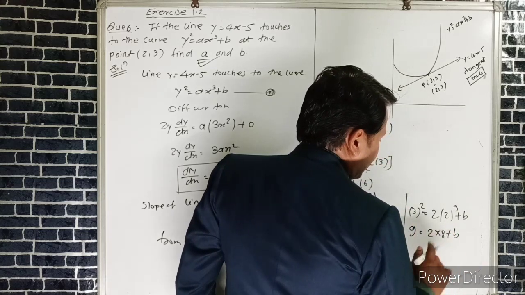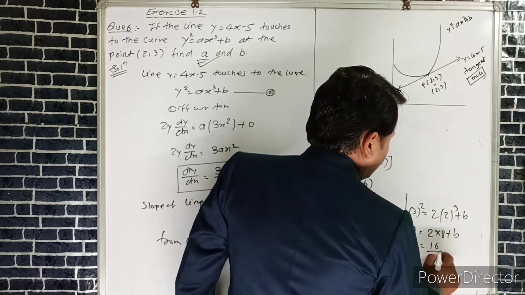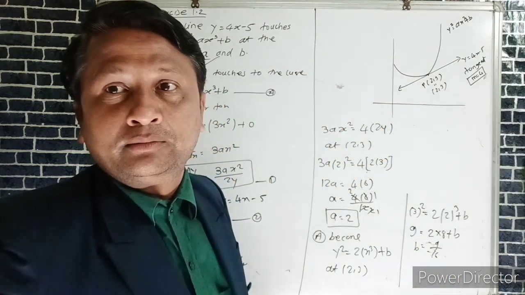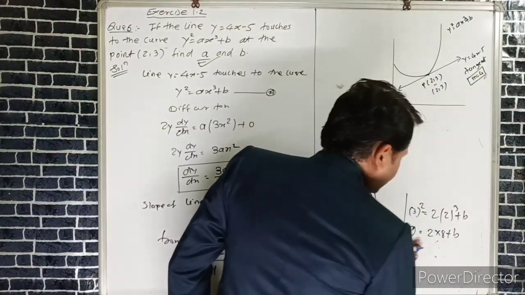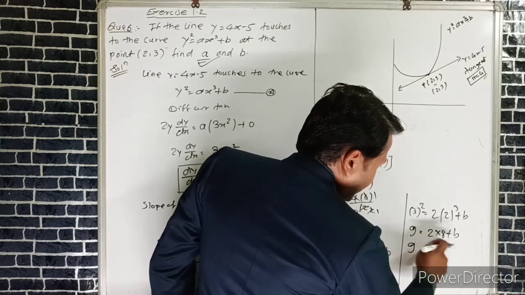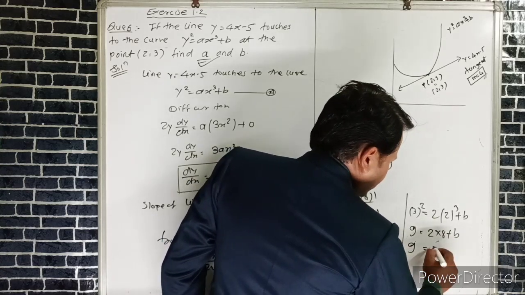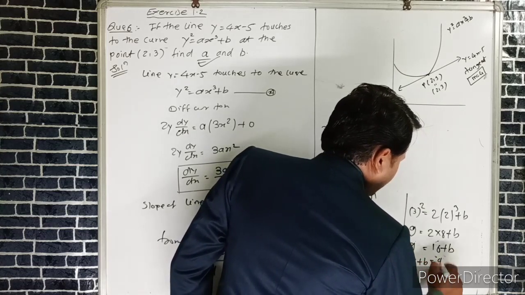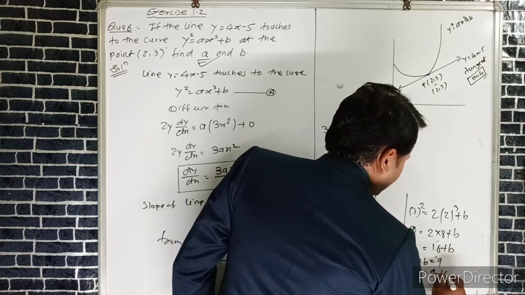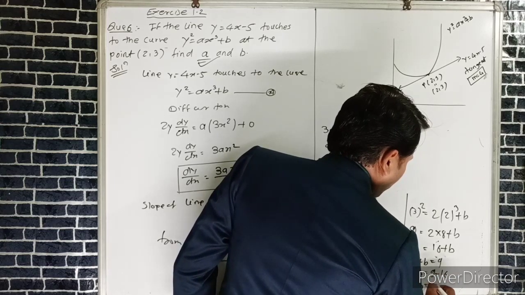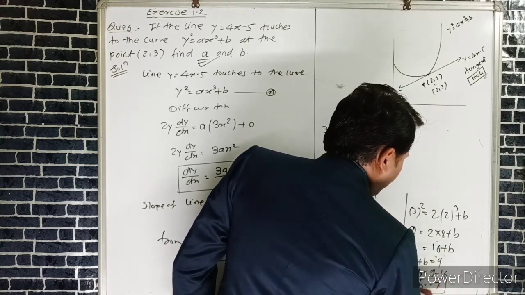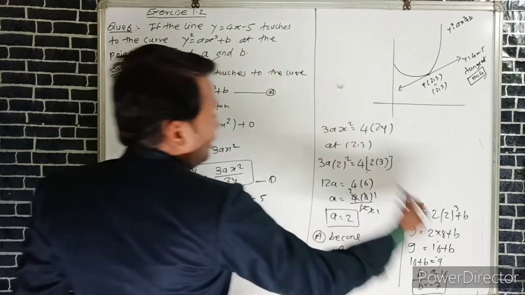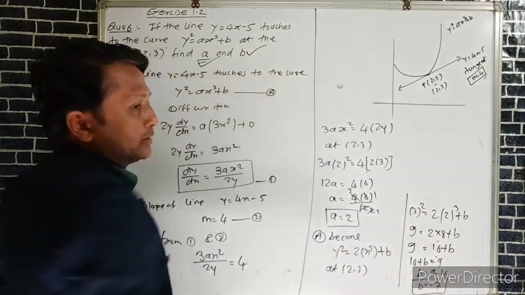2 × 8 is 16, so 9 = 16 + b. Therefore b = 9 - 16, which is -7. Hence the value of a is 2 and the value of b is -7.